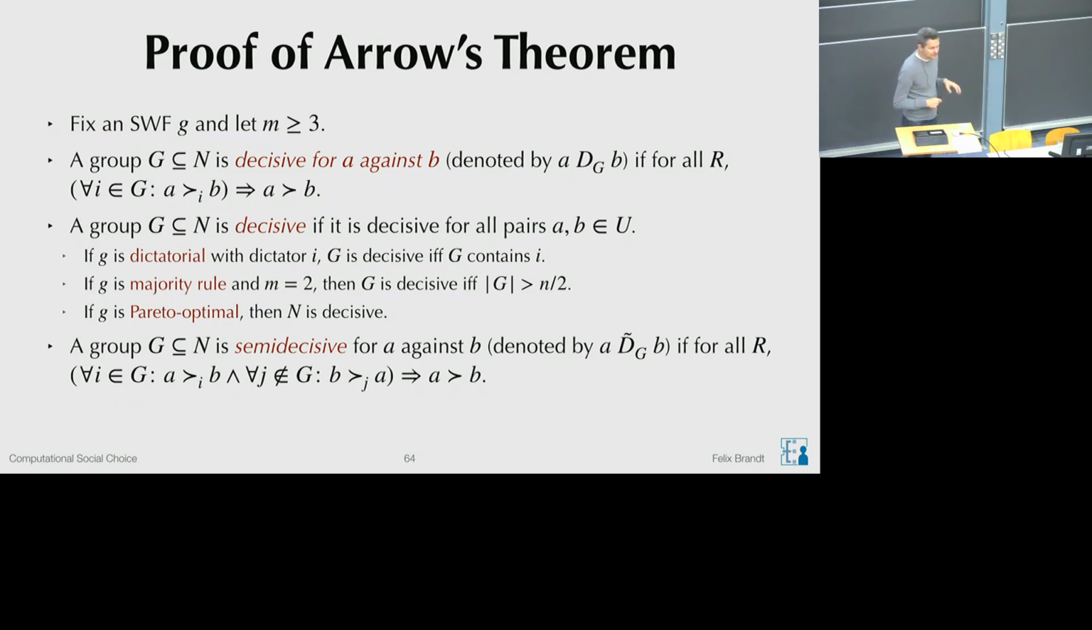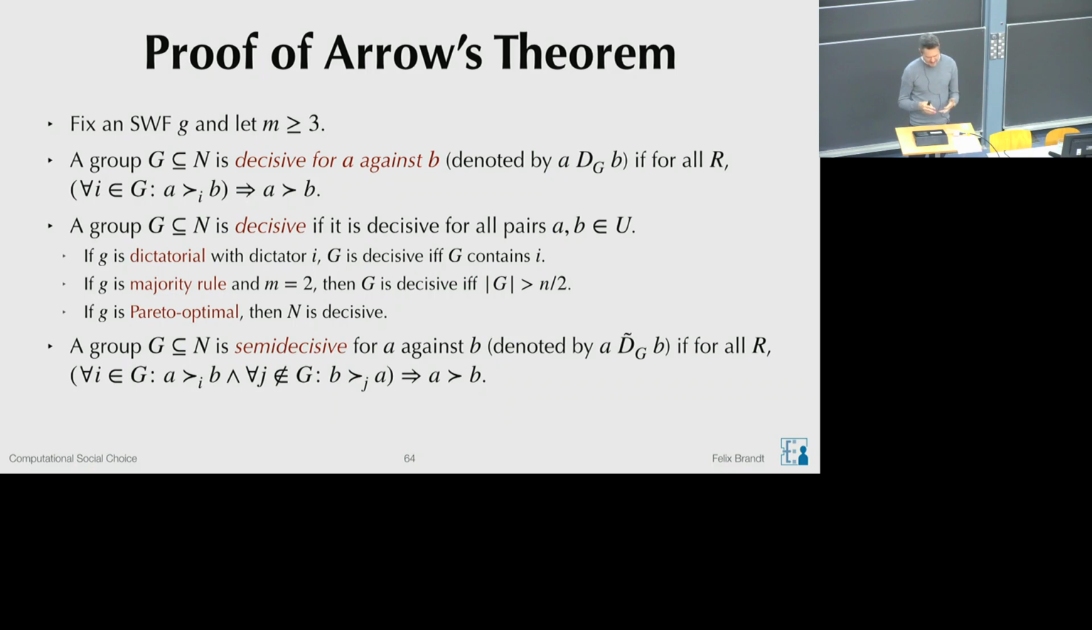If it holds that all voters in G strictly prefer A to B, and all the remaining voters strictly prefer B to A, then in the collective preference relation, A should be strictly preferred to B. Okay? So it's like a special case of the previous definition, where we also fix the preference relations of the other voters not contained in G. For decisiveness, it doesn't matter what the preferences of everybody else are. Here we say that for a specific preference profile, where all the voters' preferences are fixed, everybody in G strictly prefers A to B, everybody who is not in G strictly prefers B to A. If this group G is semi-decisive, then the collective preference relation should be A strictly preferred to B.